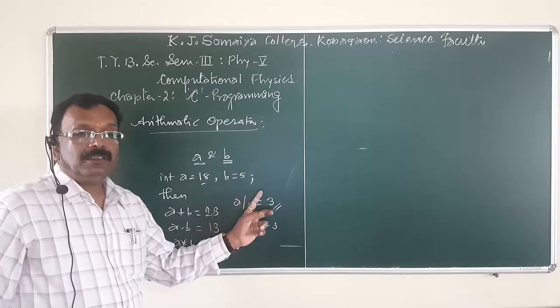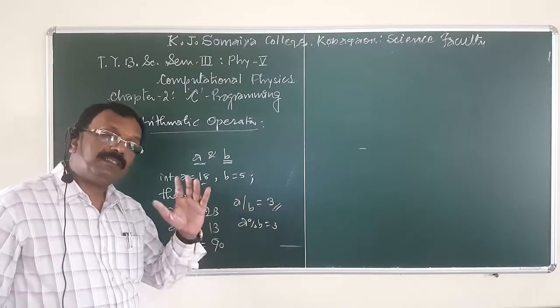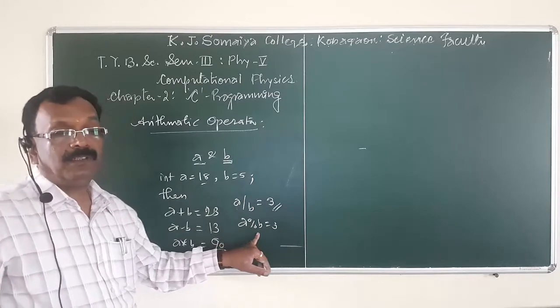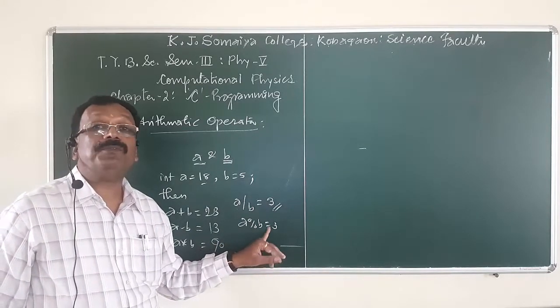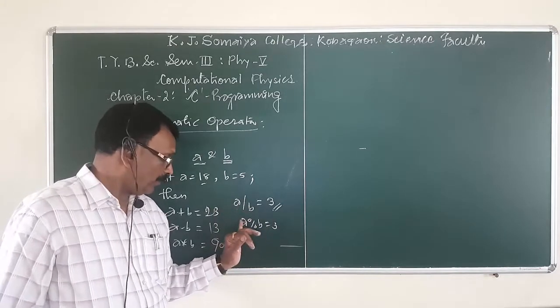Here the result of A upon B is the division or quotient of two numbers, where the result is truncated and the decimal point is discarded. And here the result is the remainder, and the sign of the remainder is always the sign of the first operand, that is A.